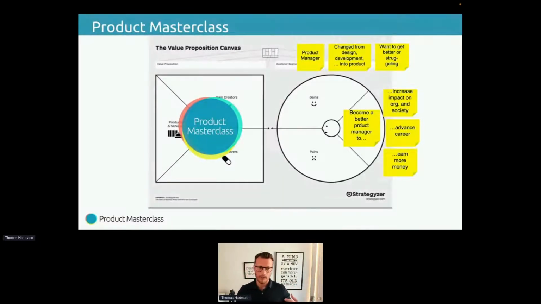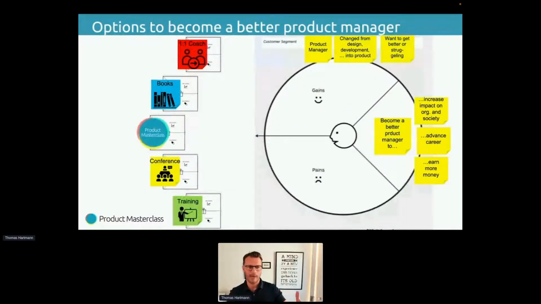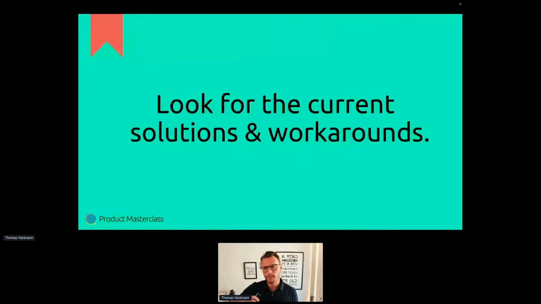If we talk to people in that situation, the reality looks much more like that. People have different options to get better at becoming a product manager. There are books, there are conferences like the one today, right? There is training, one-on-one coaching, and even more of these solutions. So it is important for you to really understand what situation your customer is actually in. So really look for the solutions and workarounds.